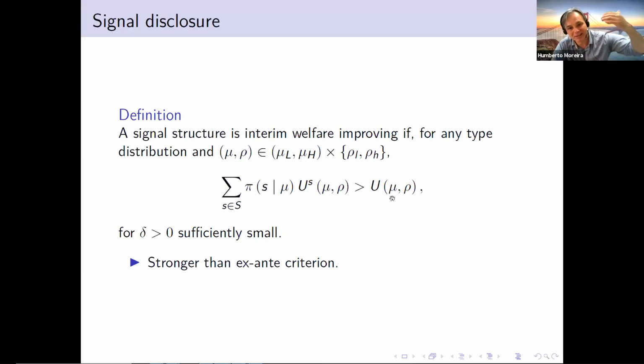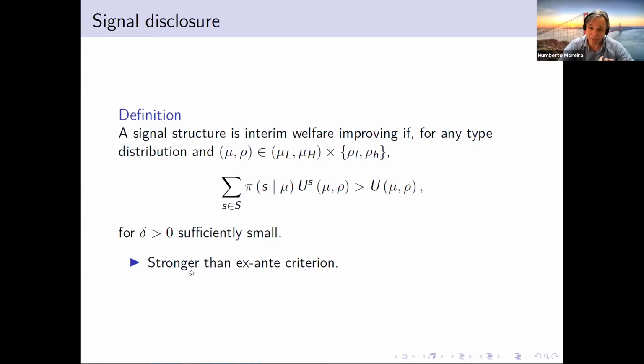If you take the X distribution, you don't consider the signal. So what I'm saying here is that I disclose the signal, so I see the realization of the signal. I take the expectation of that, right, and see when this term is going to be bigger than the benchmark case when I don't disclose. I take the average of the distribution in terms of the signal, right? So if this happens, I'm going to say that the signal structure is welfare enhancing. Do you understand the definition? Is it clear? All right.